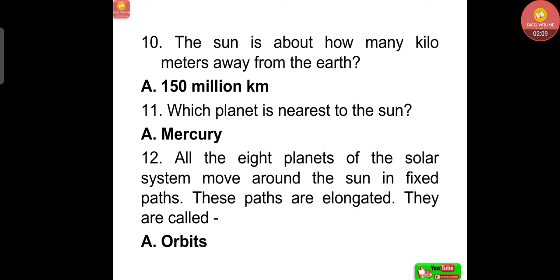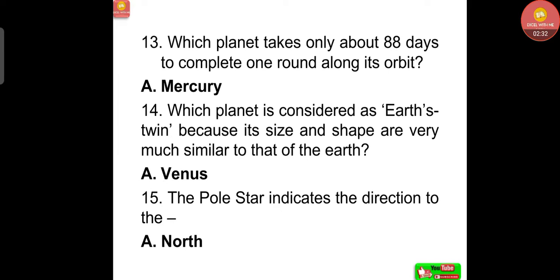The sun is about how many kilometers away from the earth? That is nearly about 150 million kilometers. Which planet is nearest to the sun? That is Mercury. All the 8 planets of the solar system move around the sun in fixed paths. These paths are elongated. They are called orbits.